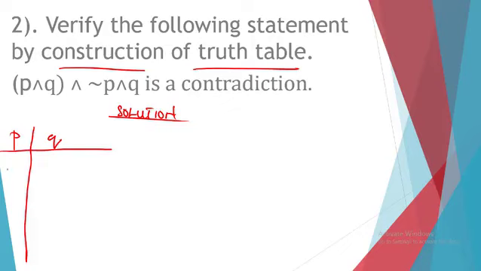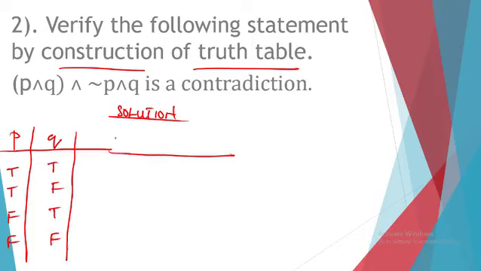That will make us have T, T, F, F for P, and for Q we have T, F, T, F. You remember? What's the next thing we need to find? We need to find the negation of P because of this stuff here. For P, this is T, therefore here is F. This is T, here also is F. This is F, here becomes T. This is F, here becomes T. That's the negation of P.